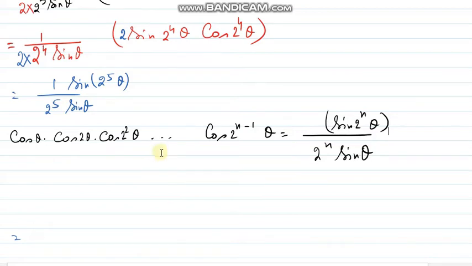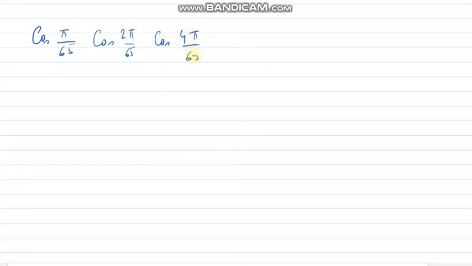Okay. So I am going to apply this concept in a couple of sums. The first sum that I am going to do is this one. You have to prove cos pi divided by 65, cos 2 pi divided by 65, cos 4 pi divided by 65, cos 8 pi divided by 65, cos 16 pi divided by 65 into cos 32 pi divided by 65.